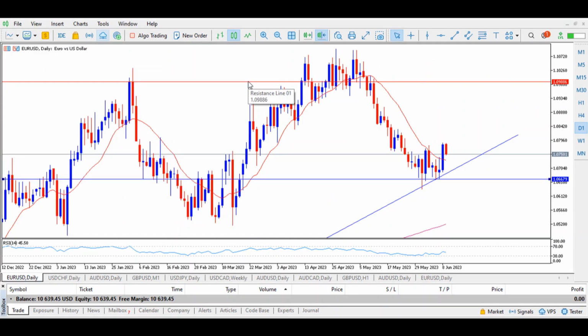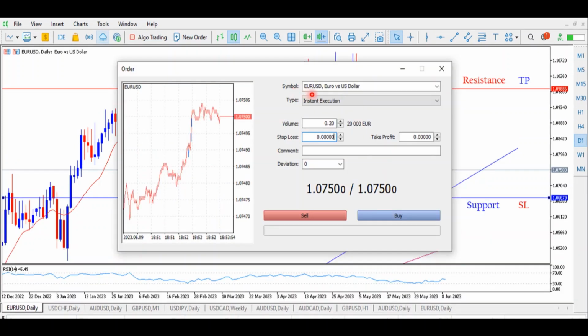If you are using the Meta 4 or Meta 5 platform, then click on the new order. Then this order box will open. Here in the symbol, you see that it's EUR/USD, and the type of order, as we have discussed in this lesson earlier, is instant execution or market order. The volume is already 0.2, so you can change it. For this specific trade, we use 0.2 lot.